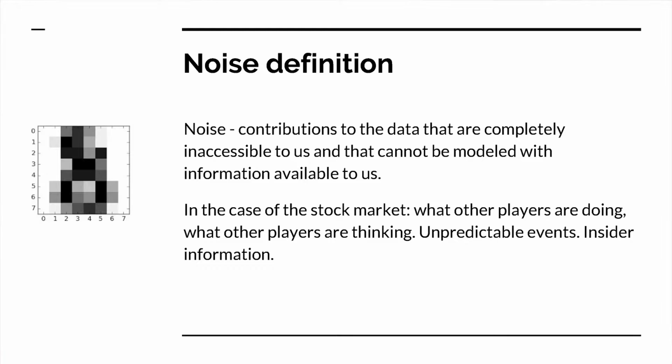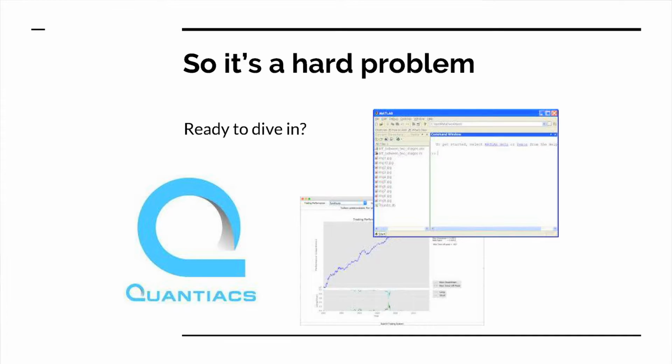All right. So we would like to proceed. When I talk about noise, I'd just like to stress that we actually understand what it is, more or less. It's the contributions to this data that are completely inaccessible to us when we look at other columns in our data set, and they cannot really be modeled with information available to us. In the case of the stock market, there are plenty of those contributions. There are other players, they're doing something, they're thinking something. There are all those unpredictable events that just go and affect the stock market. And there's also insider information that somebody gets and starts using, but not us. So all of that is not in our data set, and we already know that it's not. So what's left? It's pretty much clear by now, as I repeated many times, that it's a hard problem. So let's get technical already.